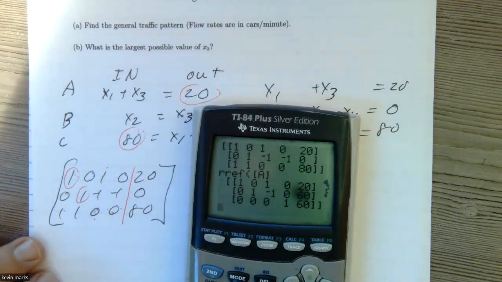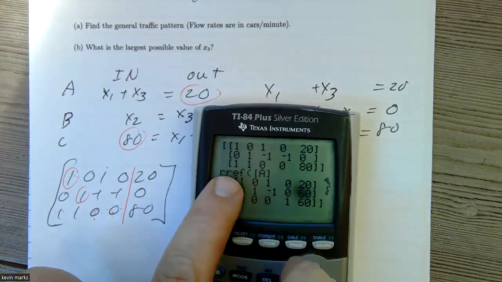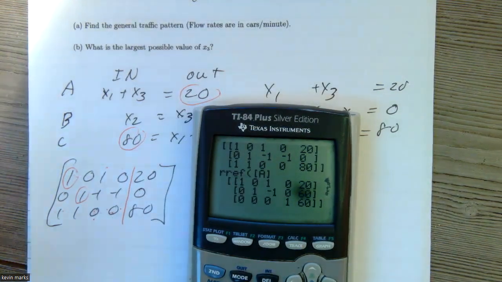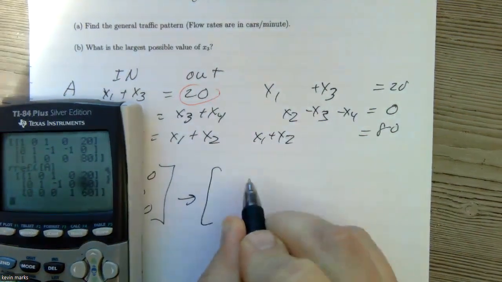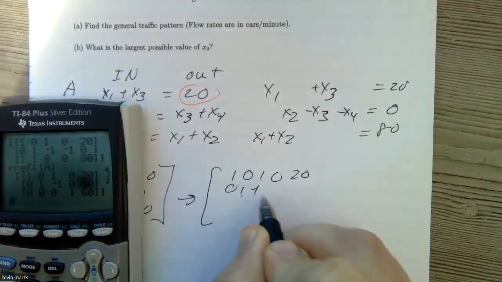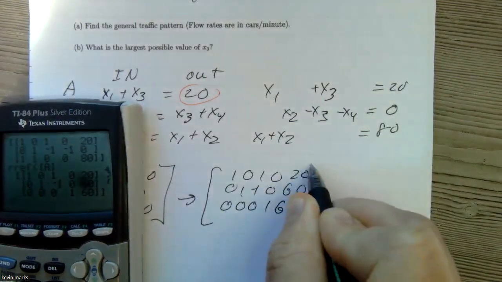Okay. So let us row reduce that. All right. So sure enough, you can see there's a pivot here, pivot here, pivot here. So that third one is actually going to end up being your free variable, right? So this is going to row reduce to 1, 0, 1, 0, 20, 0, 1, -1, 0, 60, and then 0, 0, 0, 1, 60.